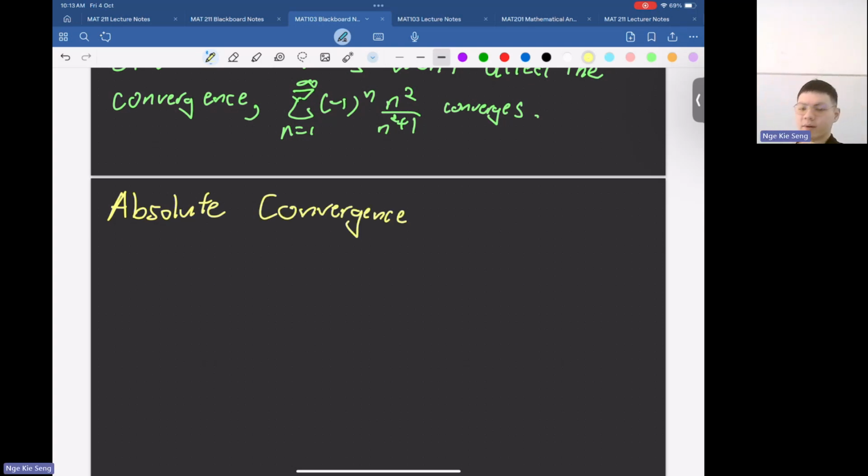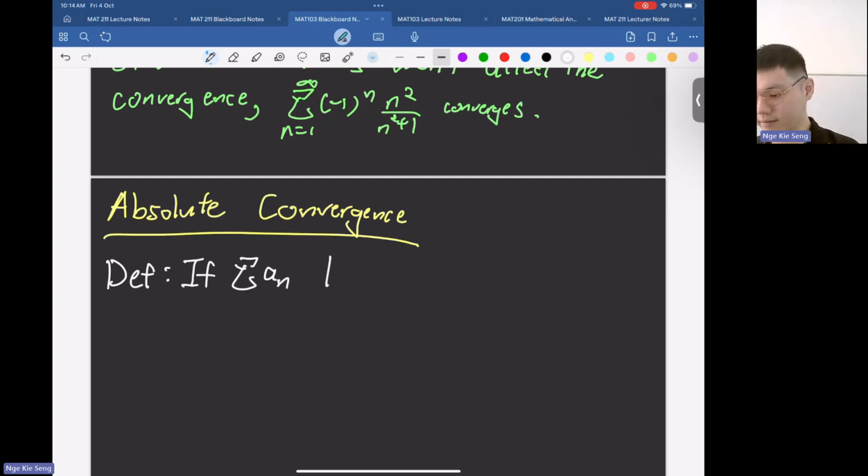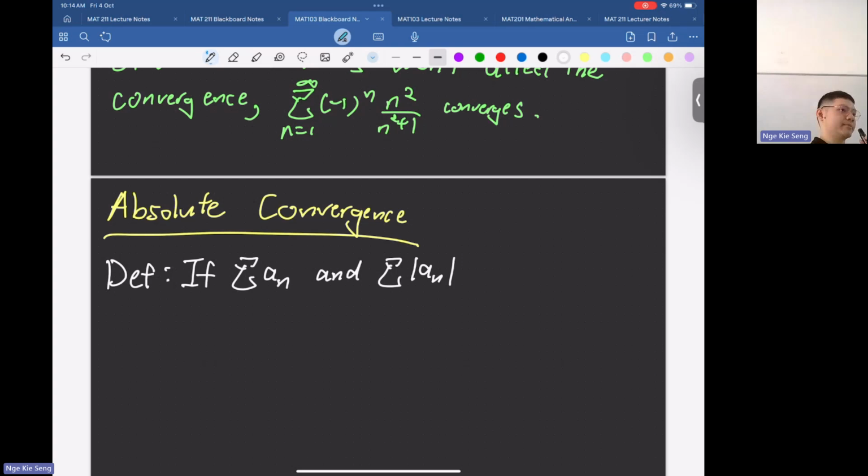Okay, so next we'll talk about absolute convergence. Let's define what we mean by absolute convergence. Absolute means absolute value. So where do we put this modulus? If you have a series, and the absolute of this series, meaning you take the absolute value of every term. You make every term positive, and then you add them together. Can you imagine or not?